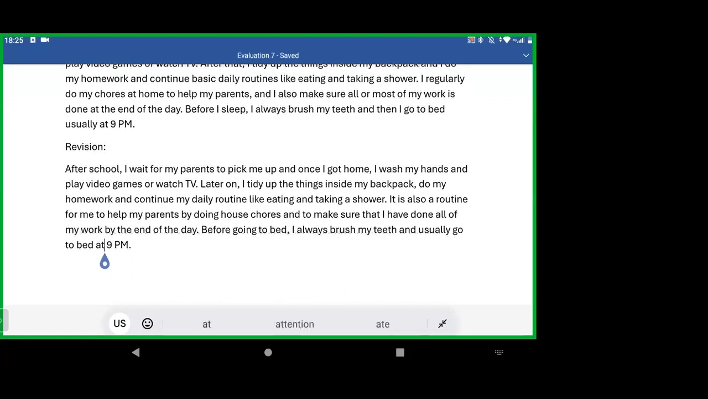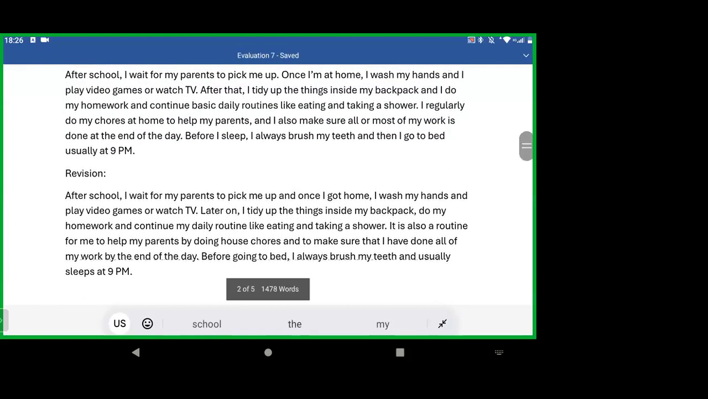Okay, I think I might have made a superfluous sentence right here. So before going to bed, I always brush my teeth, and usually sleeps at 9 p.m. Okay, I think this is better. So I changed the word sleep and going to bed, sort of mixing them up. There are a few phrases for going to bed as well. Okay, I think this is the revision.